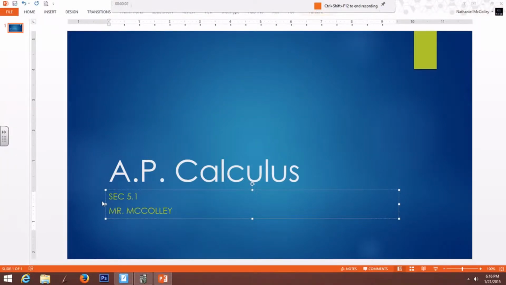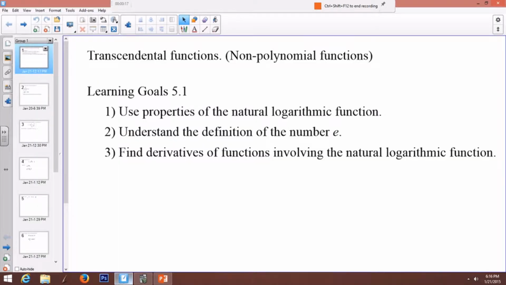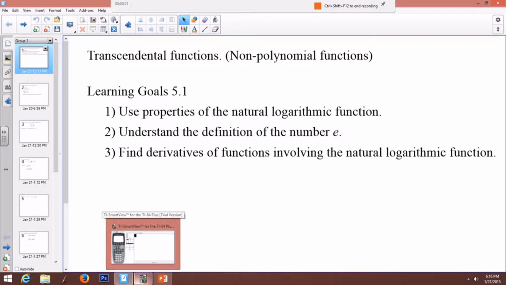Okay, good afternoon. This is AP Calculus, section 5.1. I am Mr. McCully. This is our section 5.1 presentation for integrals, and today we're going to start talking about the transcendental functions, and so non-polynomial functions.